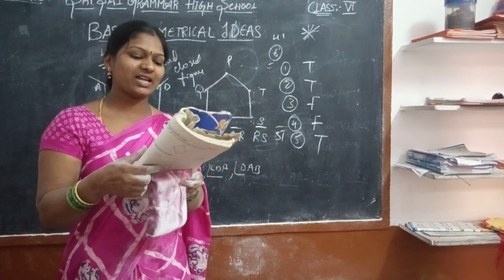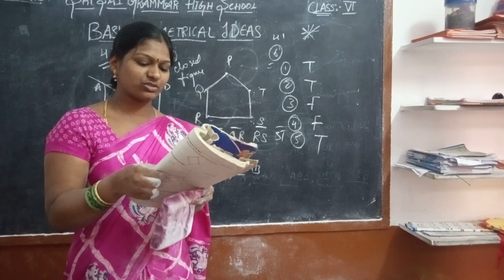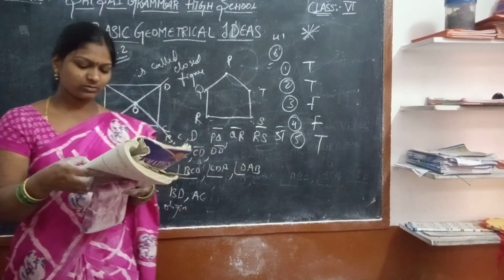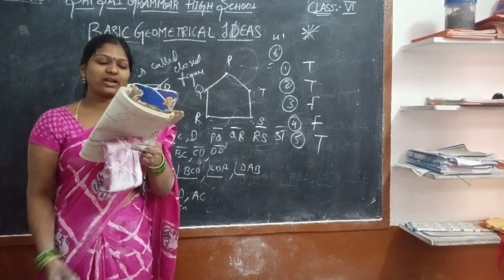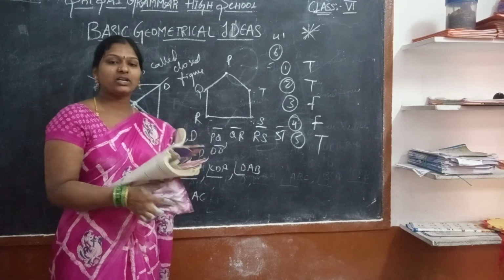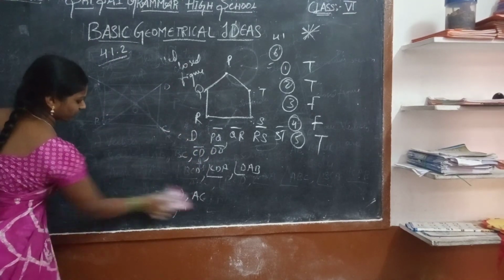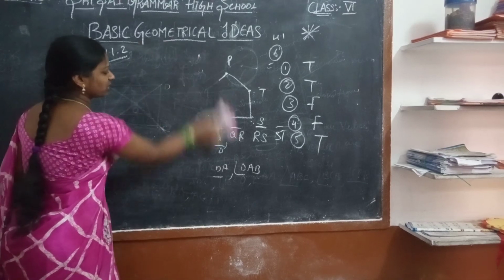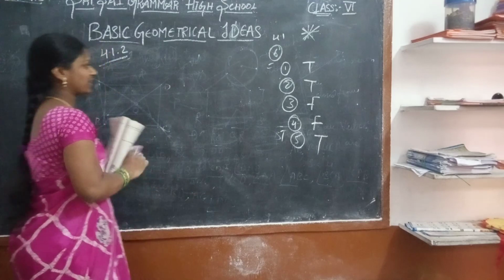Which of the following has a definite length? Line, point, line segment, ray. A line has no definite length because it has no end points. See, they have given line, point, line segment here. For that, we have to write the notes now. We have learned what is a ray, what is a line, what is a point. So we can write easily.